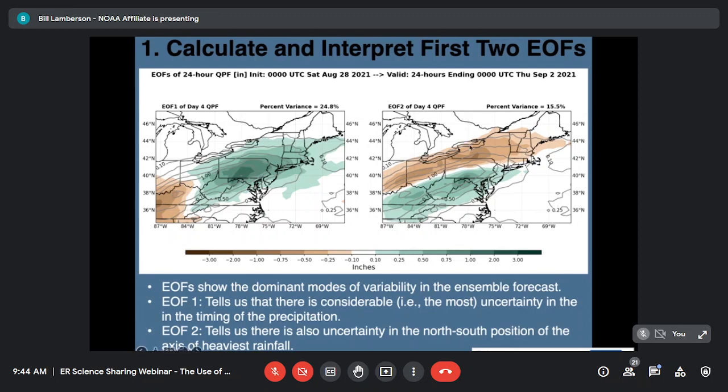Looking at EOF2, we also see a dipole, but this time it's across the track of the heaviest precipitation of Hurricane Ida. So what this is telling us is that there is also uncertainty in the north-south position of the heaviest rainfall.